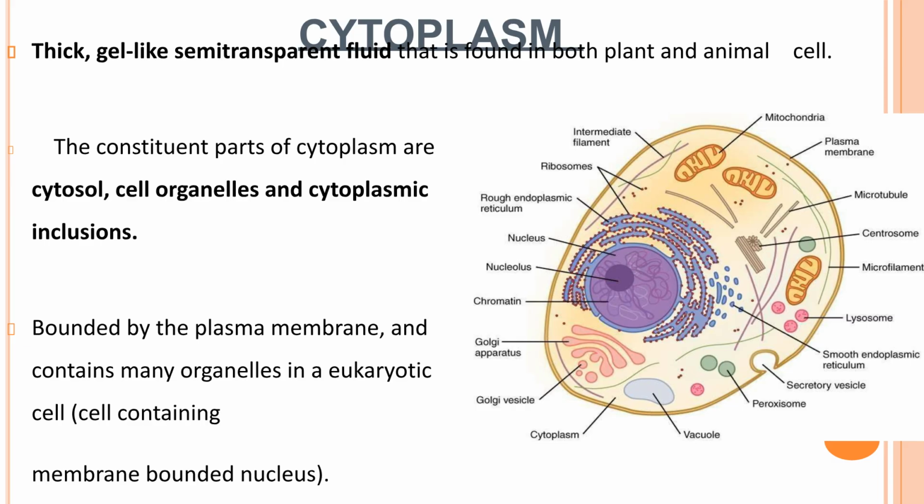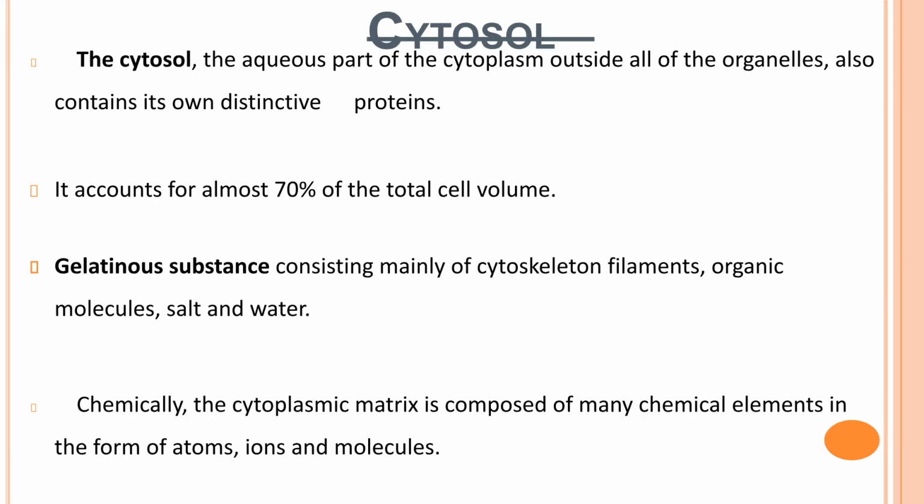The cytosol is the aqueous part of the cytoplasm outside the organelles, accounting for almost 70% of the total cell volume. It is a gelatinous substance made of cytoskeleton filaments, organic molecules, salt, and water. Organelles present in the cytoplasm include mitochondria, endoplasmic reticulum, lysosomes, Golgi apparatus, peroxisomes, and vacuoles. Each is bounded by a lipid membrane and has specific functions.